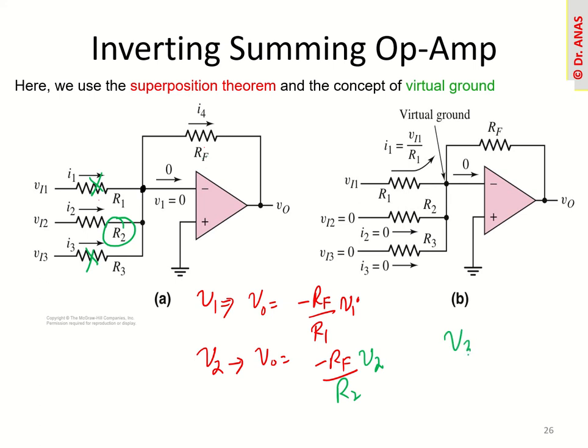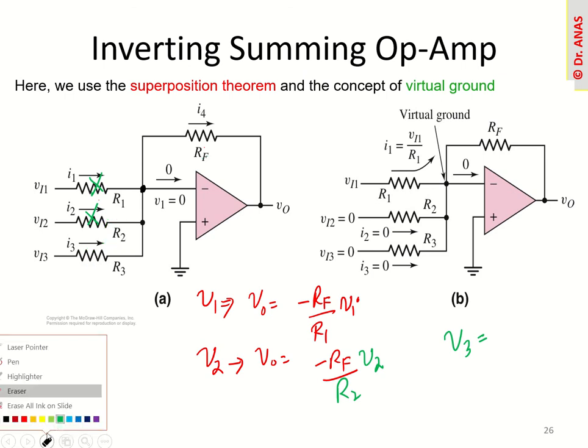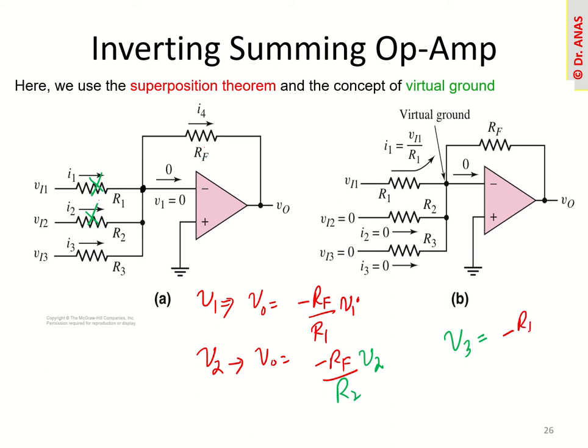For the third one, what will happen now? These two will be gone, and I have this resistance R3. So for this case, output will be minus feedback resistance divided by R3, multiplied with its input. So we get the outputs for each case. So the combined output will be their sum.